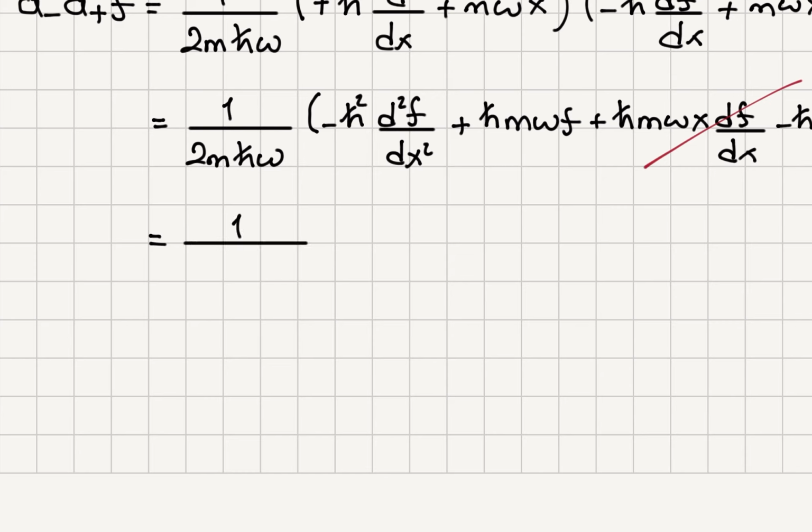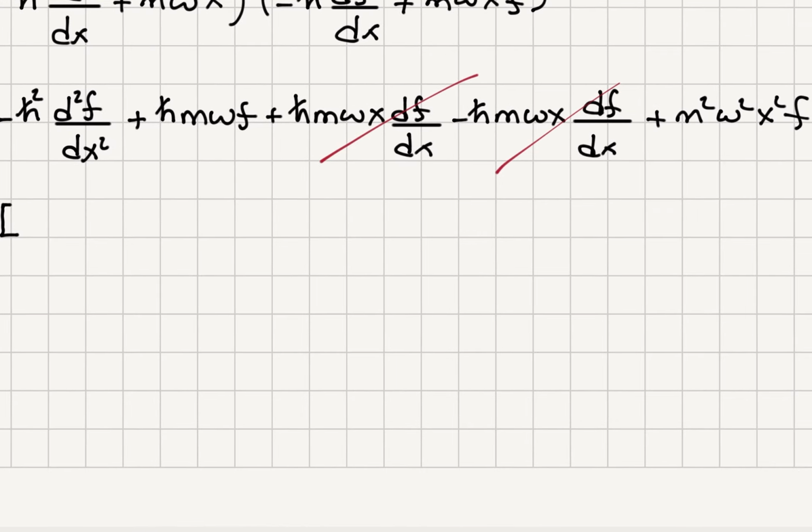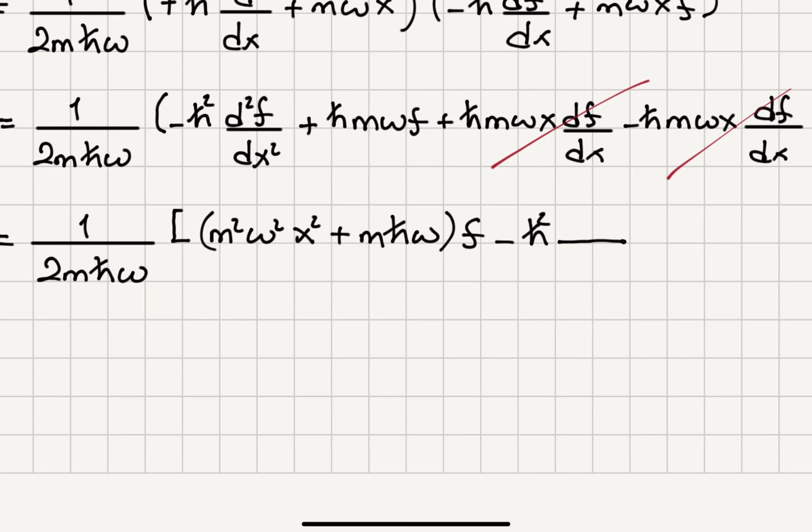1 over 2m h bar omega, times: let's write the last term first, m squared omega squared x squared times f, and then I also have h bar m omega times f, so plus m h bar omega in parentheses times f, and then the first term, minus h bar squared times the second derivative of the function f with respect to x.